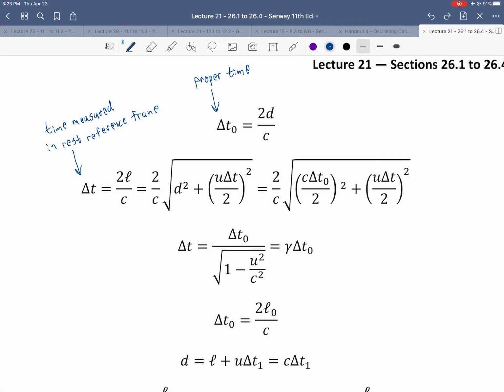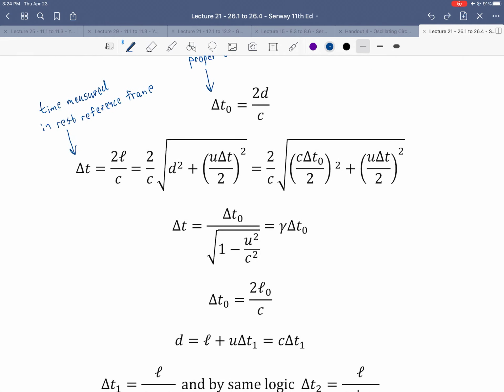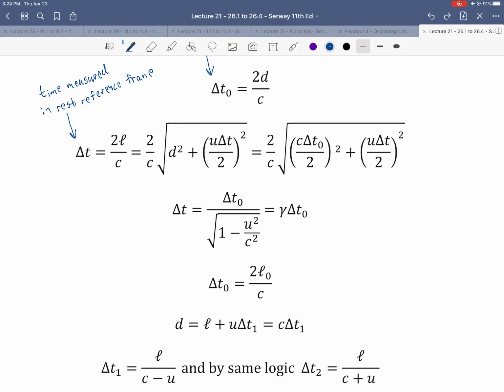Okay, and then we can just work through this. All I do here is rewrite D based on the proper time. So now I've expressed D in terms of the proper time, which is good because now we have an equation that's going to relate measured time in the rest reference frame to the proper time in the moving reference frame. Because again, the proper time is measured in the moving reference frame. In this case, if we were measuring events that were happening at rest, then the rest reference frame would measure the proper time. So that's what you have to pay attention to.